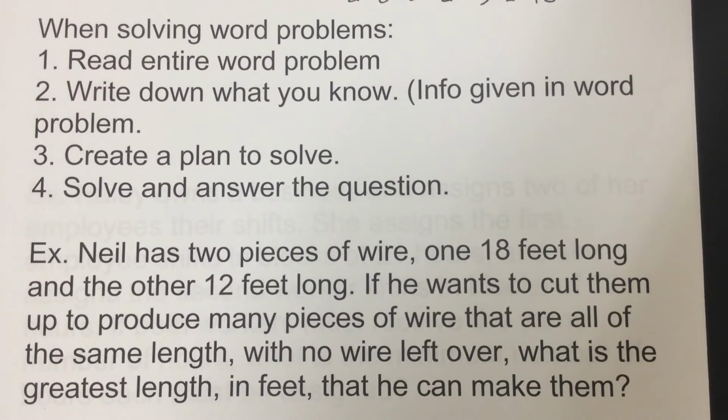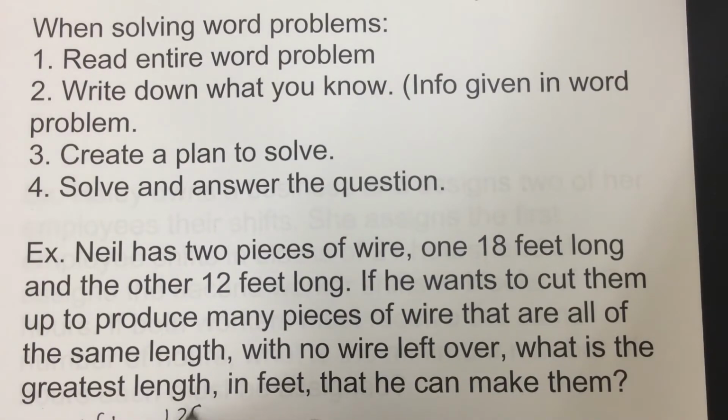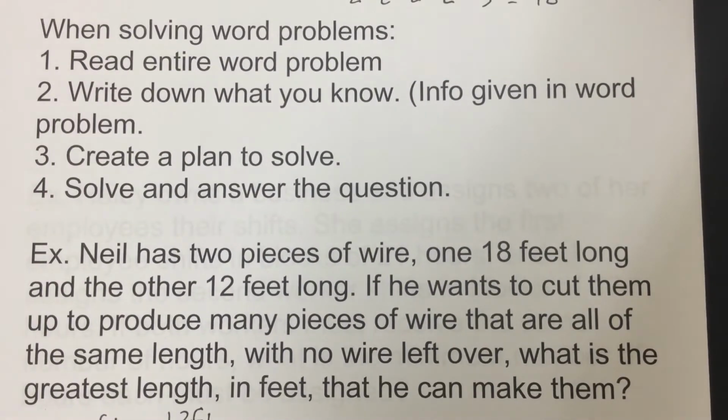So if we look at, Neil here has 2 pieces of wire, one that's 18 foot long and the other one is 12 foot long. So we're going to have 18 foot and 12 foot. We know that, and I'm already making a mistake because I haven't read the whole thing. So Neil has 2 pieces of wire, one 18 foot long, the other is 12 foot long. If he wants to cut them up to produce many pieces of wire that are all of the same length with no wire left over, what is the greatest length in feet that he can make them?